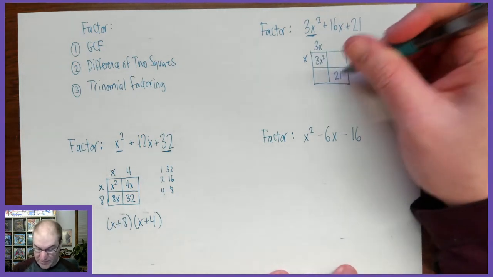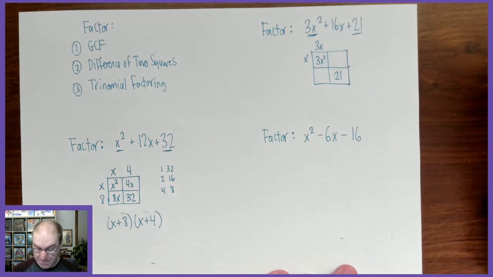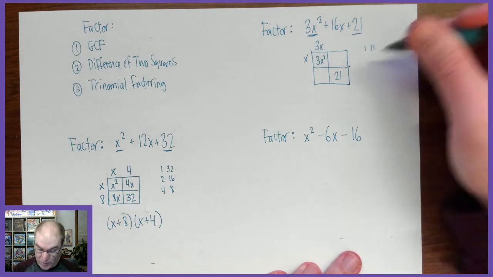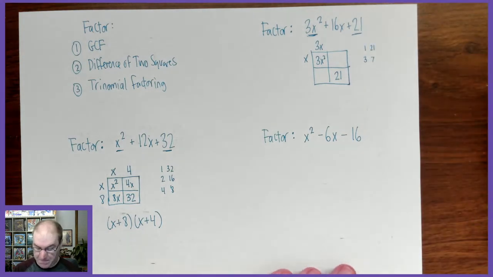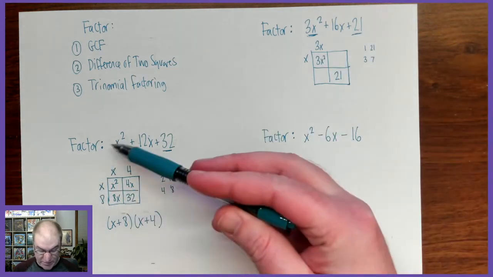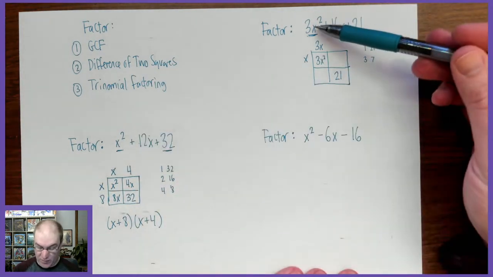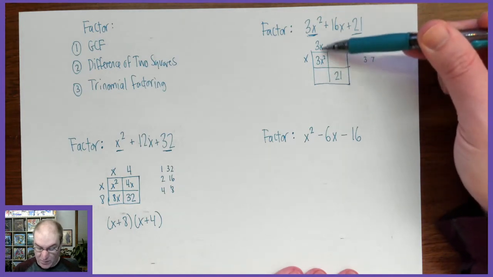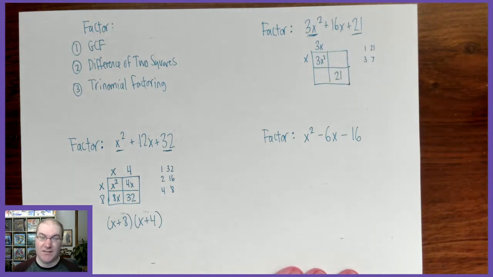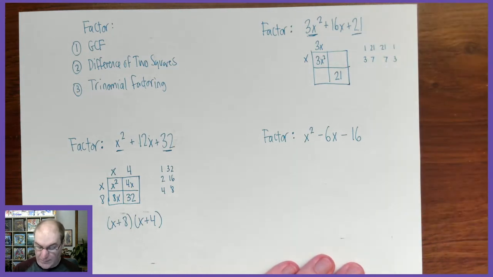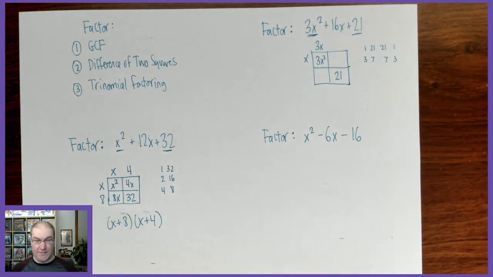Now we need this number to be 21, right? There's only two ways to get 21. That's either 1 and 21 or 3 and 7. Now the issue with this one is this one just had an x squared. This one is a 3x squared, right? So the order of these is going to matter because one of them is going to be partnered up with this 3x here, and one of them is just going to be partnered up with an x there, right? So actually, there might be 4 options, right? Depending on where we put things.